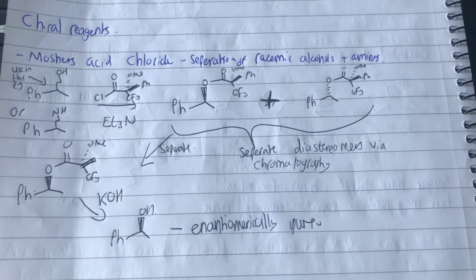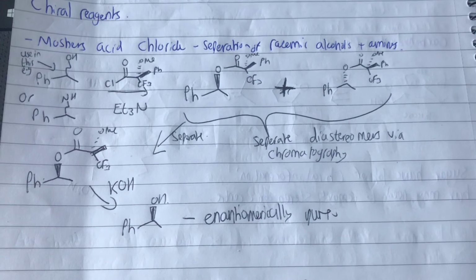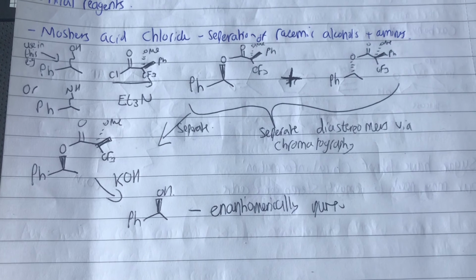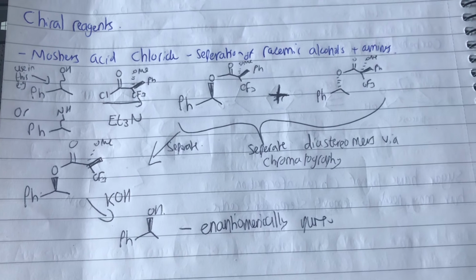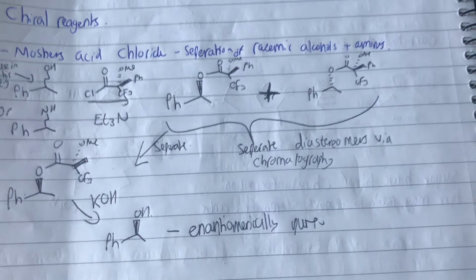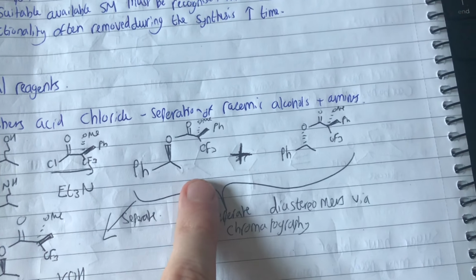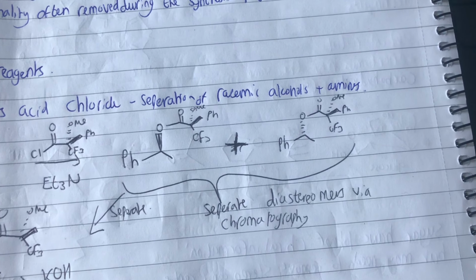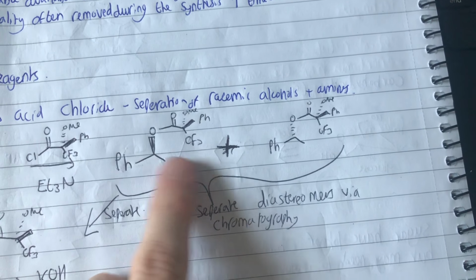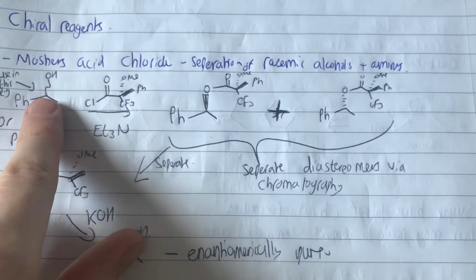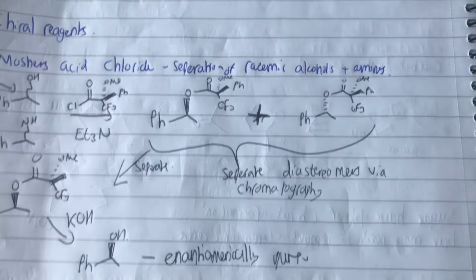First off, we're going to talk about Mosher's acid chloride, which is used for the separation of racemic alcohols and amines. As you can see, we start off with an alcohol or an amine, it doesn't matter which one we use really. We add Mosher's acid chloride and a base. This then makes these items here. This is basically using this OH. It's the same if we use NH, just obviously replaced by N.